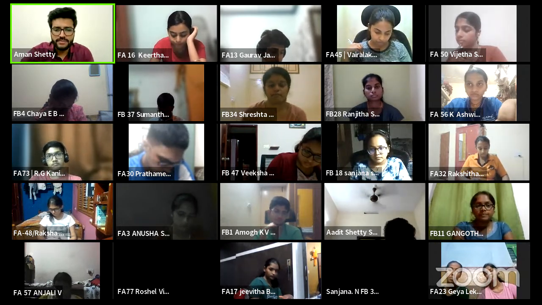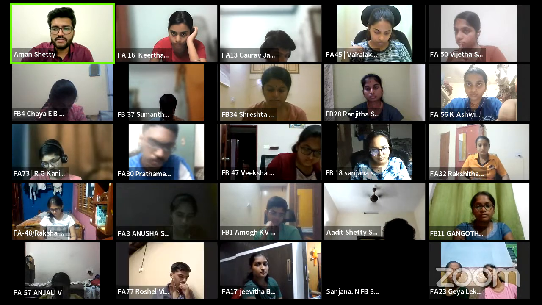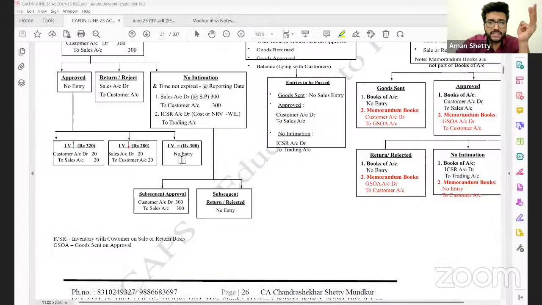Next, when approval happens, there are three possibilities. One is it may be approved at the same price as it was when it was given or when it was recorded earlier. If it is approved at the same price, then no entry is required. However, if it is approved at a higher price, then the differential should be recorded as sale now. So customer account debit to sales, only the differential of 20 rupees is recorded. Can you see? Yes. When it is approved at a lesser price, then the differential will be reversed: sales account debit to customer account. All of you are understanding?